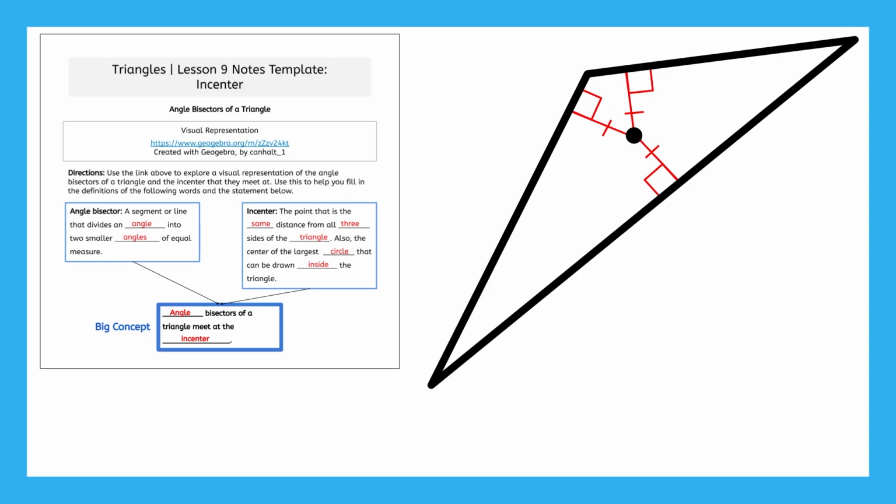We know these distances are all the same because the largest circle we can fit inside the triangle actually has the incenter as its center and has all of these distances as its radius. So there we have it. This is the incenter. It's the same distance from each side and is formed by the angle bisectors. If you need any more time with this, go ahead and pause the video now before we move on to our example problem.